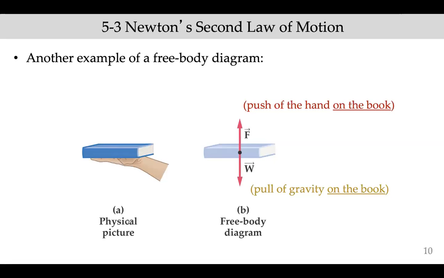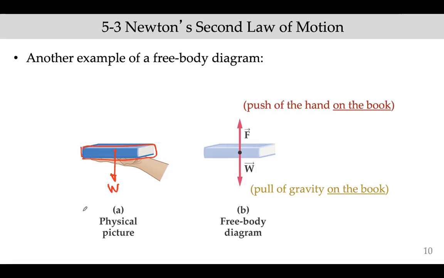Here is another example of a free body diagram. If you are holding a book like this, what are the forces on the book? Not on your hand. I know you feel some weight, some normal force from the book, but let's focus on the book now. What are the forces? Well, just like usual, the earth is pulling it down.